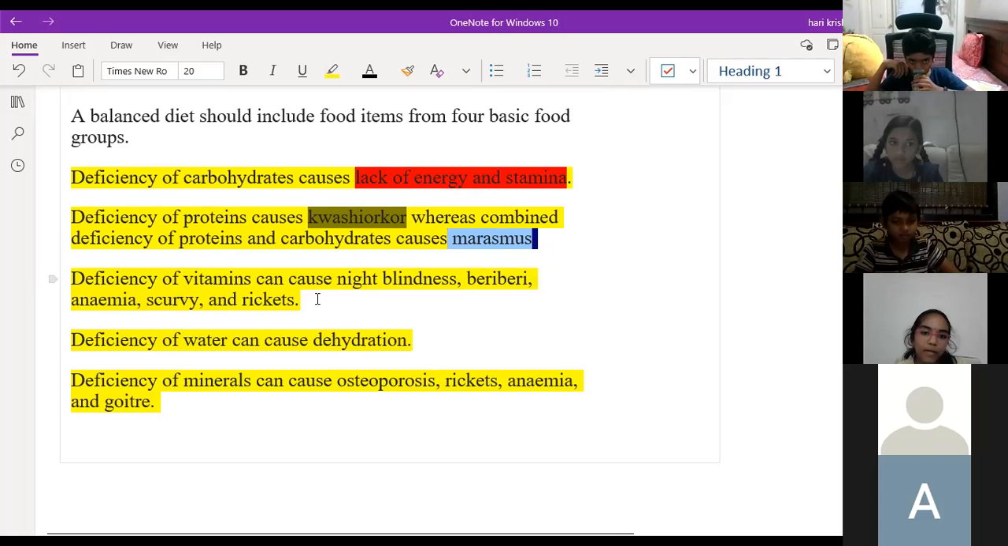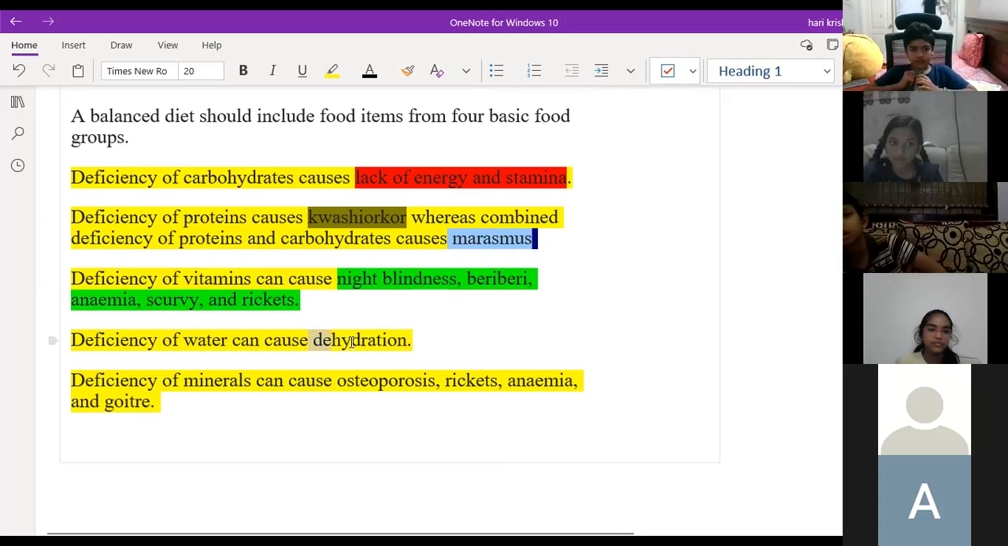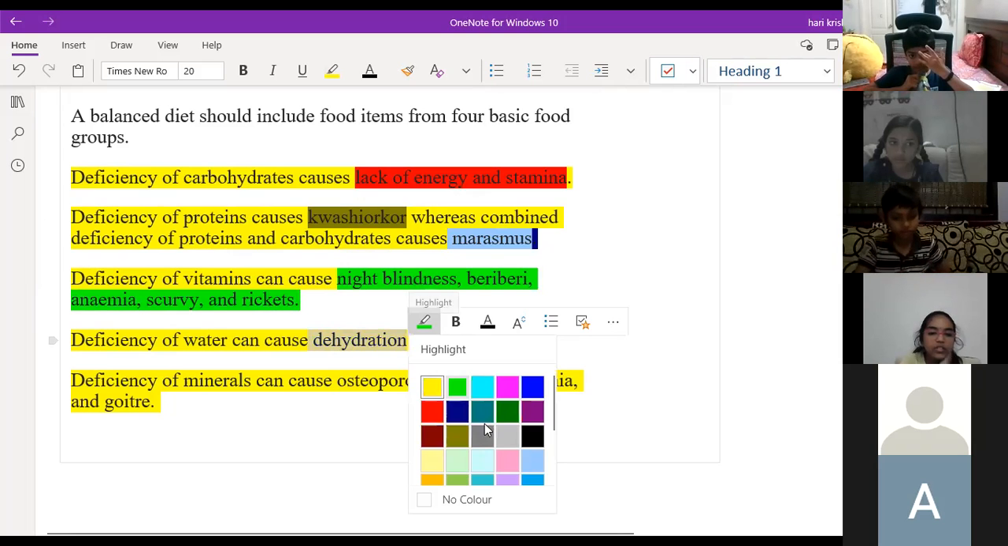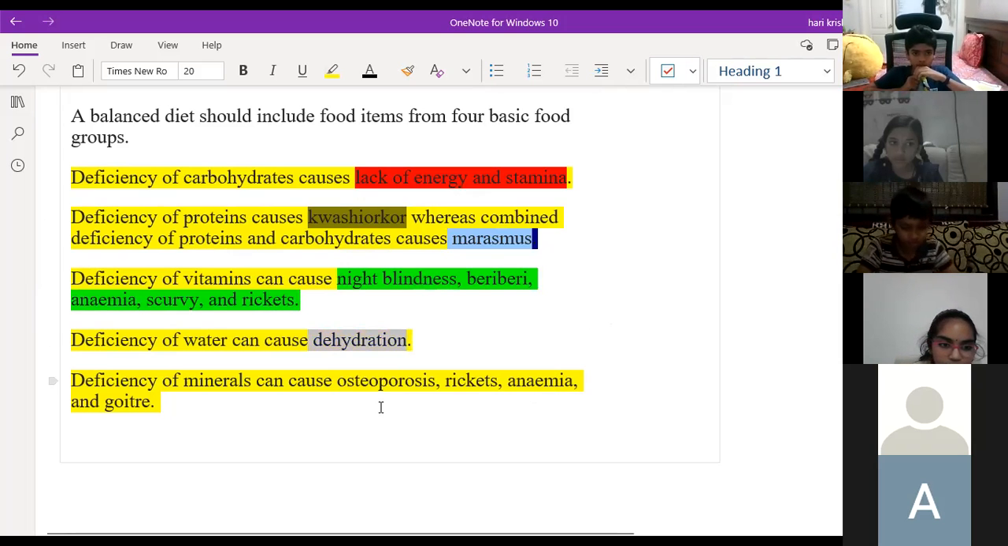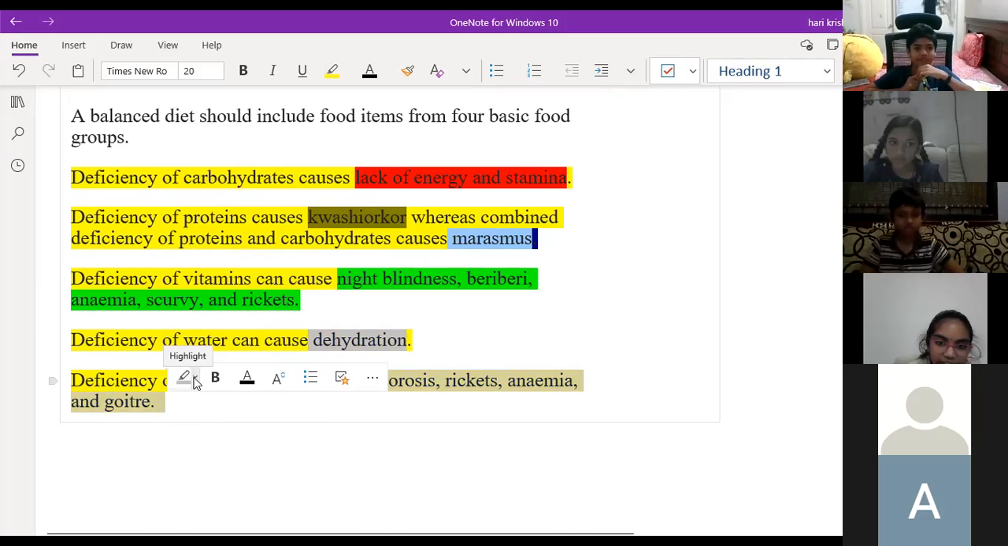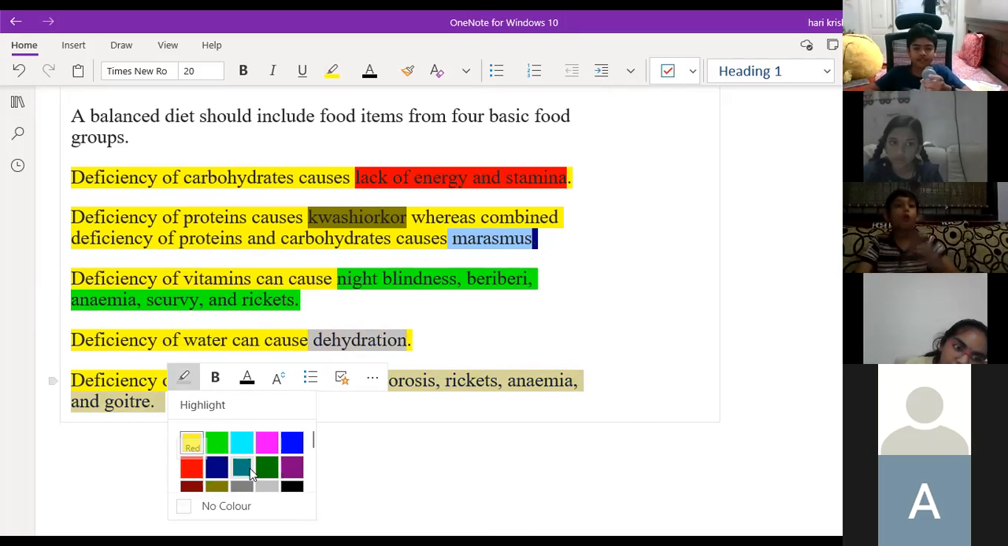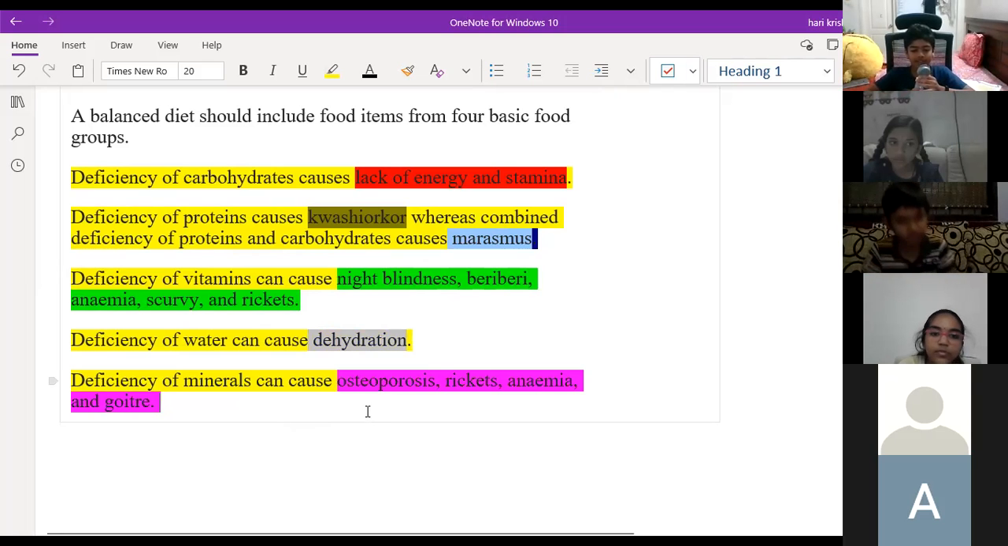Deficiency of the vitamin causes night blindness, beriberi, anemia, scurvy. Okay. So deficiency of the water causes dehydration. Deficiency of minerals? Osteoporosis, anemia and goiter. What is the meaning of osteoporosis? Sir, like rickets in children, it's for adults. Same as the rickets in the children. That means irregular formation of bones.